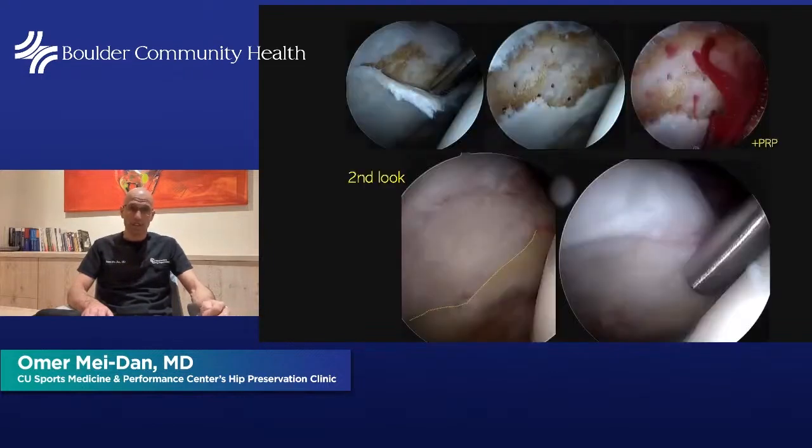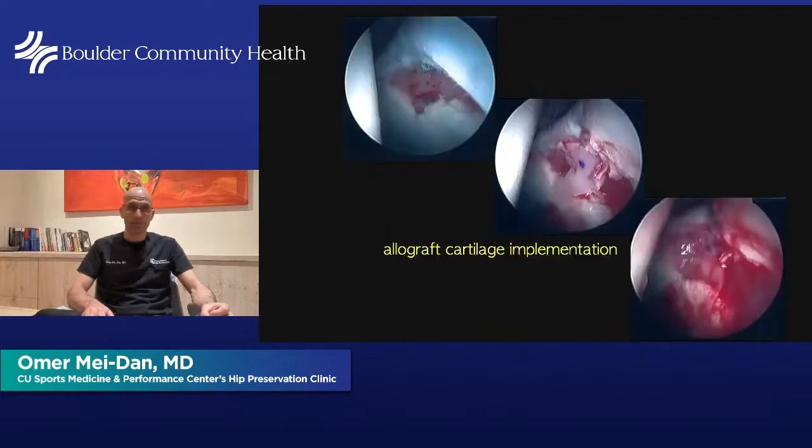And you can see, this is a second look after we did the microfracture and the PRP. You can see how there's a new cartilage that occupied that area that had only bone. We still call it a second grade cartilage. It's not as good as the cartilage we were born with, but it's definitely better than not having cartilage at all. And it can support a good level of activity basically at any age.